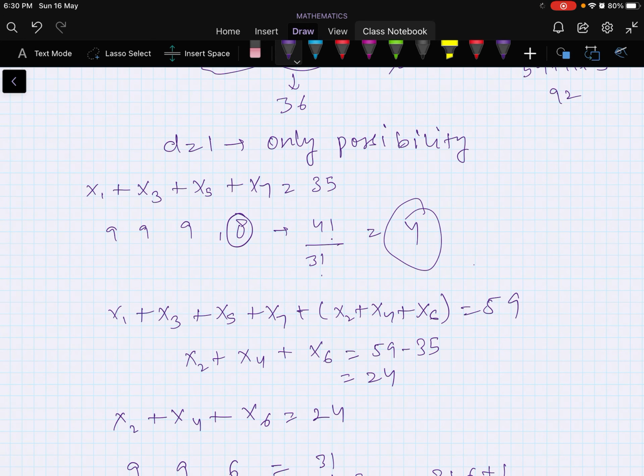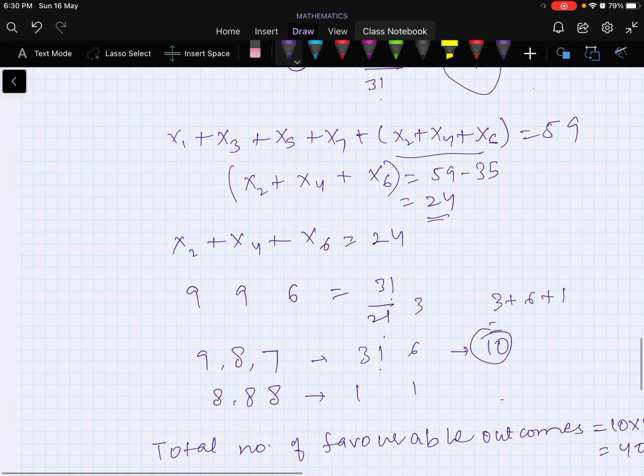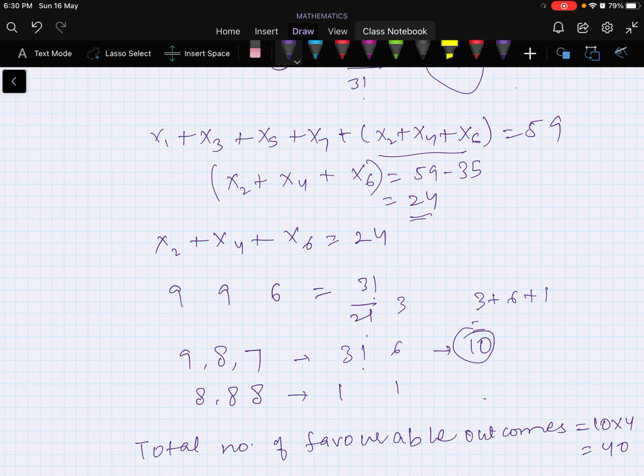Now we have to find x2 plus x4 plus x6. What we were given is that the sum of the digits equals 59. So what value do we get for x2 plus x4 plus x6? That comes to 59 minus 35 equals 24. Now x2 plus x4 plus x6 equals 24. So what are the possible solutions here? We start with the maximum, 9, 9, 6. Total number of solutions will be 3 factorial upon 2 factorial, since 2 are identical here, which equals 3.